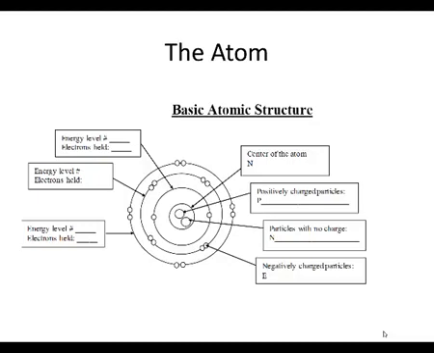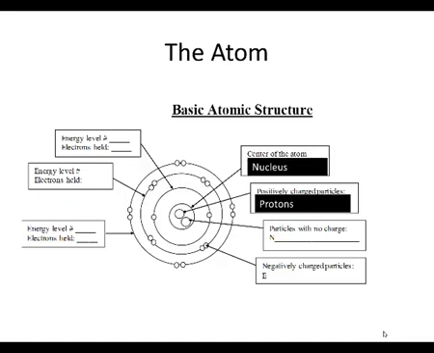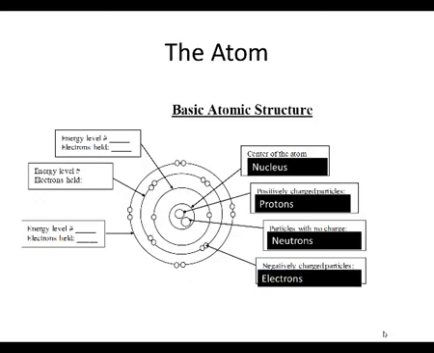The atom, the basic atomic structure. The center of the atom is called the nucleus. There are positively charged particles in the nucleus called protons. There are particles in the nucleus with no charge called neutrons. And these two particles make up the vast majority of the mass of an atom. Electrons are very, very small compared to protons and neutrons, therefore they do not have very much mass. The negatively charged particles that surround the nucleus are called electrons.